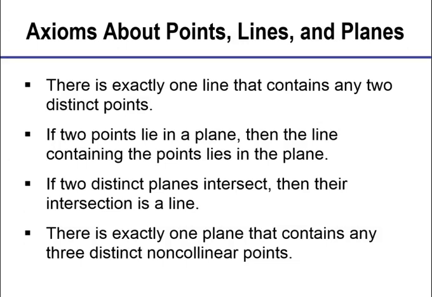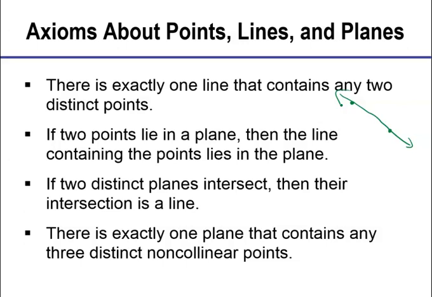And here are axioms about points, lines, and planes. Notice we've got 4 listed here. There's exactly one line that contains any 2 distinct points. So if you just randomly pick 2 points, a point here and here, there's going to be exactly one line that you can draw. Now, you can't draw it curvy or anything like that, right? It has to be a straight line when you're talking about a line. So there's exactly one line that contains any two distinct points.